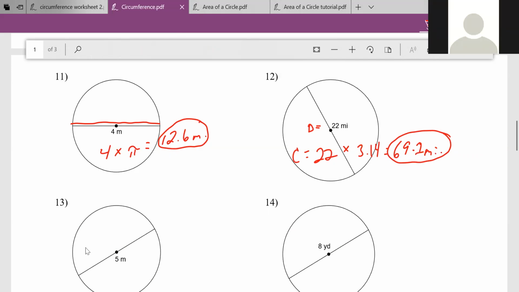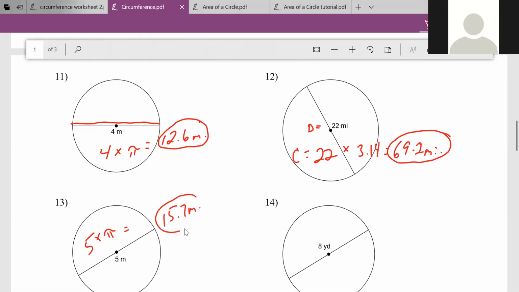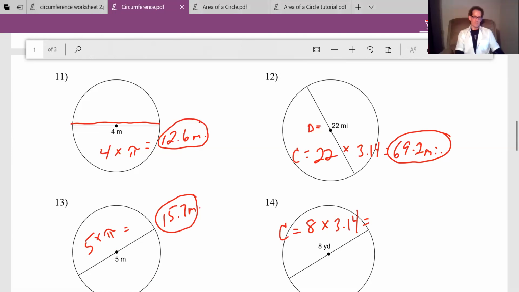69.1 miles. Okay, here the diameter is 5, so I'm just doing 5 times pi. 15.7. We don't have to do anything here because it's already in the place. 15.7 miles. And then over here we have 8. So this is just for circumference. It's just 8 times 3.14, 25.12. I didn't round this one any higher because the 2 is less than 5. So this is 25.1. We'll just write it like that.